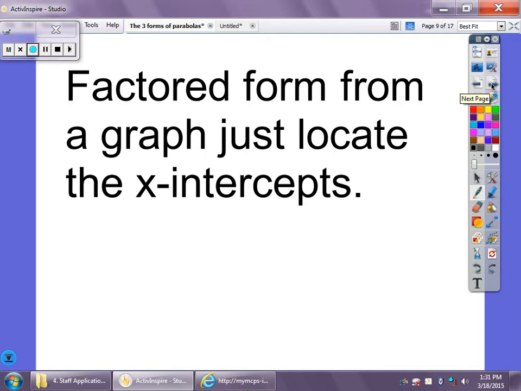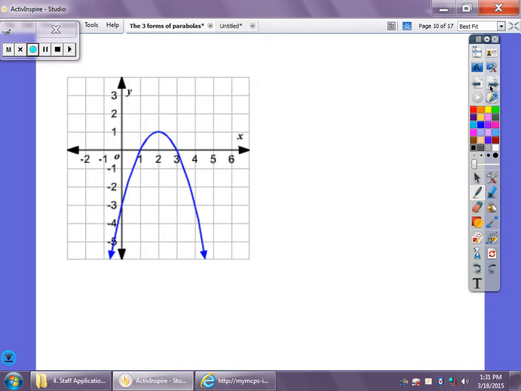Factored form from a graph, just locate the x-intercept. Okay, so when I look at this graph, here's my x-intercept, here's another one. Remember though, so this would be x equals 1. Okay, so to write it as an expression, I want both pieces together, so I would subtract the 1. So x minus 1. Or just remember that for our x, we do the opposite when we're writing the factors. And we get x minus 3.